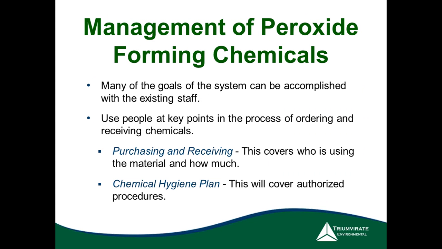If you have central purchasing or some way of controlling purchasing, that makes everything a lot easier. We've worked with facilities and institutions that have that control, and they limit how much people can have and what they can buy of the different peroxide formers. When it's received, they keep track of it, and it's checked on periodically, which we will get into in a little bit.